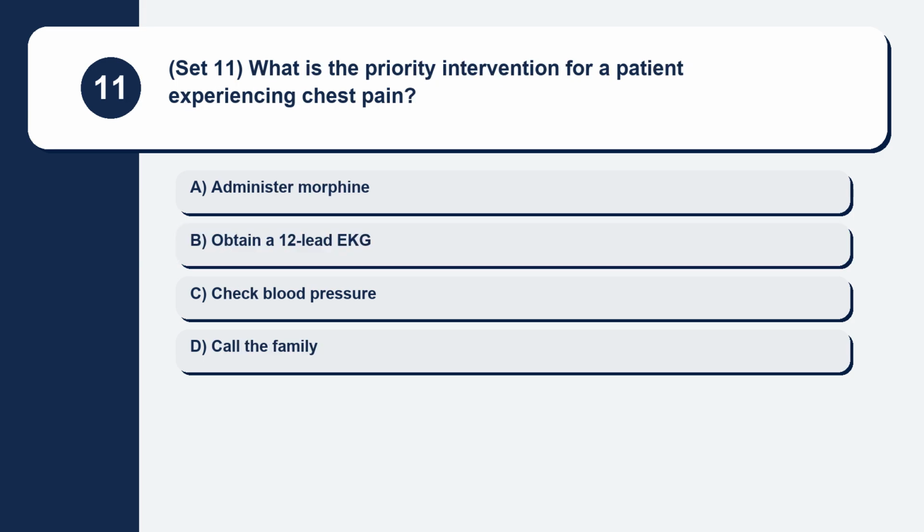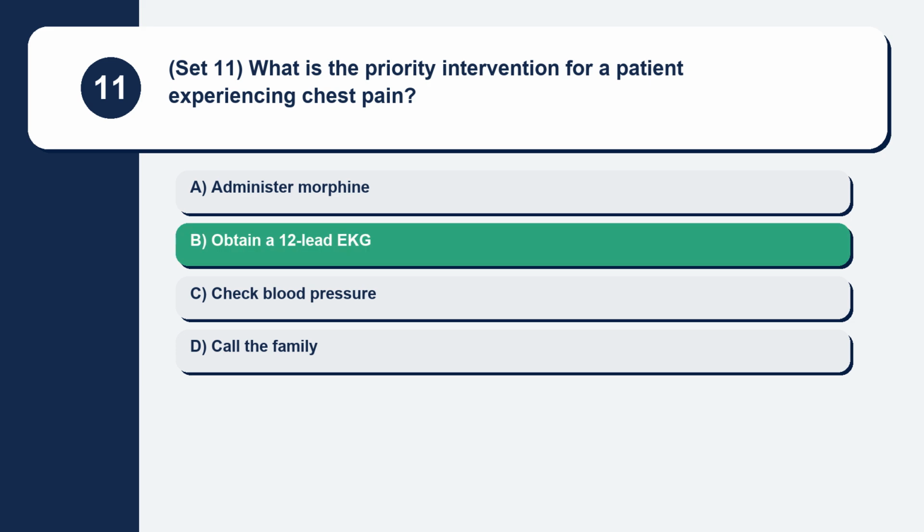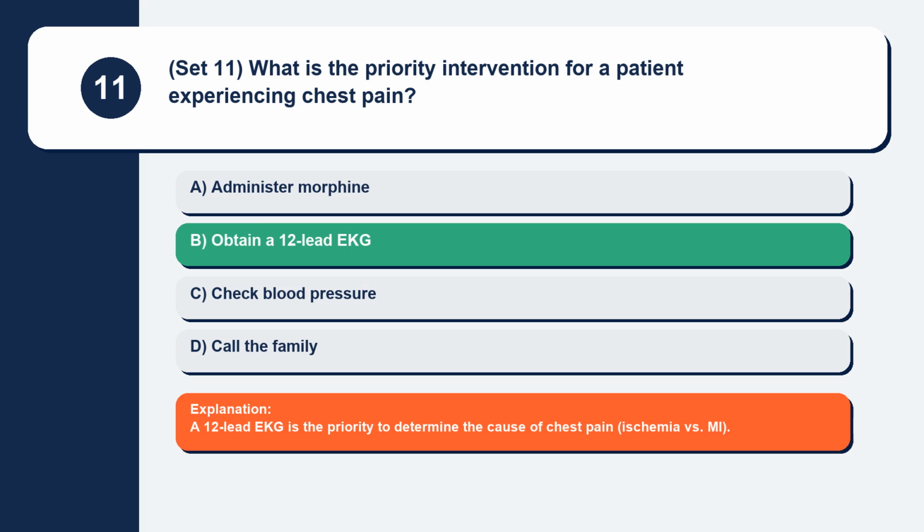Question 11. Set 11. What is the priority intervention for a patient experiencing chest pain? Administer morphine, obtain a 12-lead EKG, check blood pressure, call the family. A 12-lead EKG is the priority to determine the cause of chest pain, ischemia versus MI.